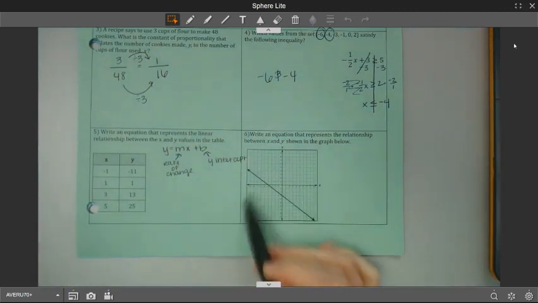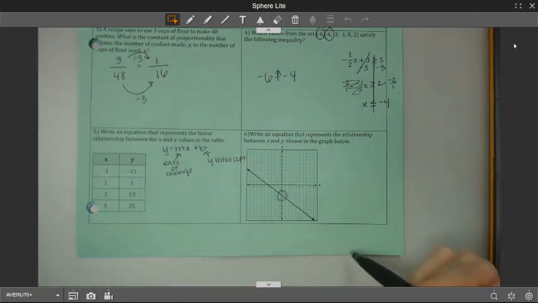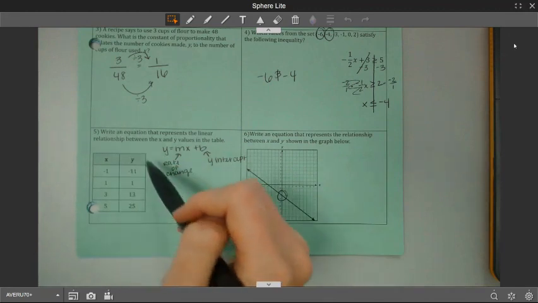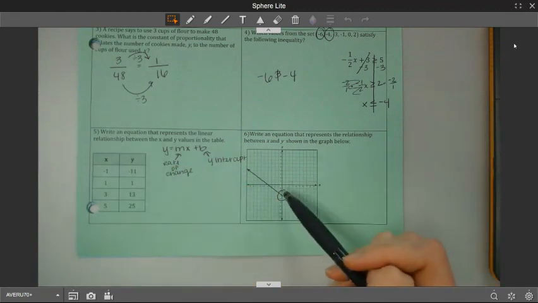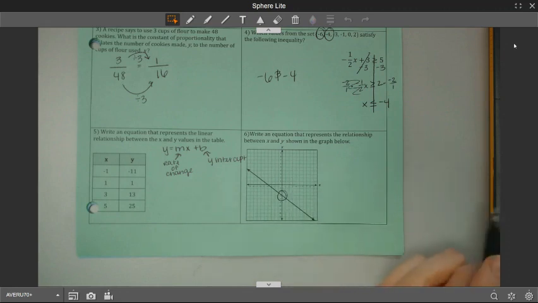Now, on number 6, it's much easier to see the y-intercept because it's just where the graph crosses the y-axis. Here, it's harder to see because you can't see the points. Now, when the line crosses the y-axis, the x value is 0. So we can use that to help us. But let's start with rate of change.